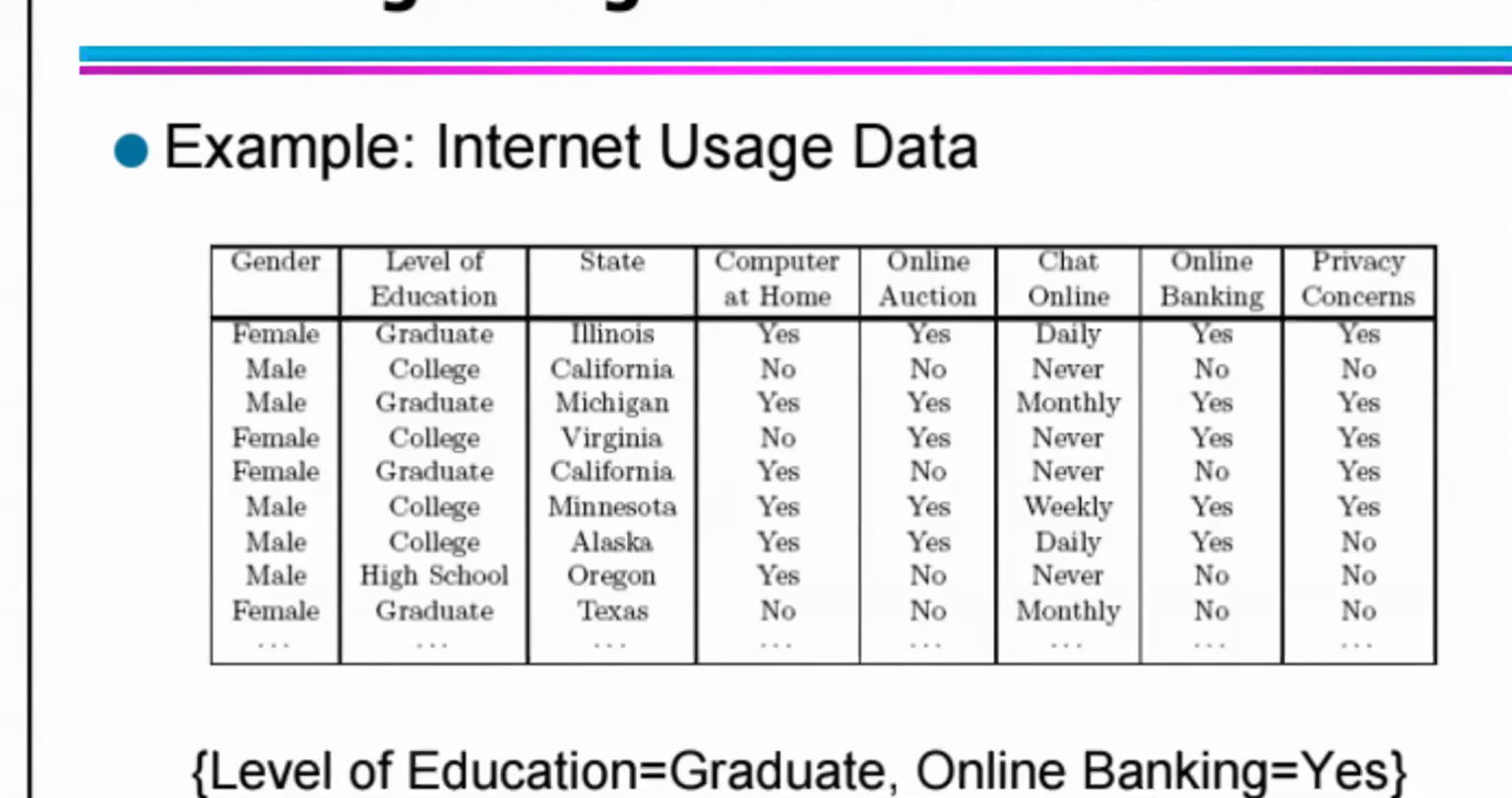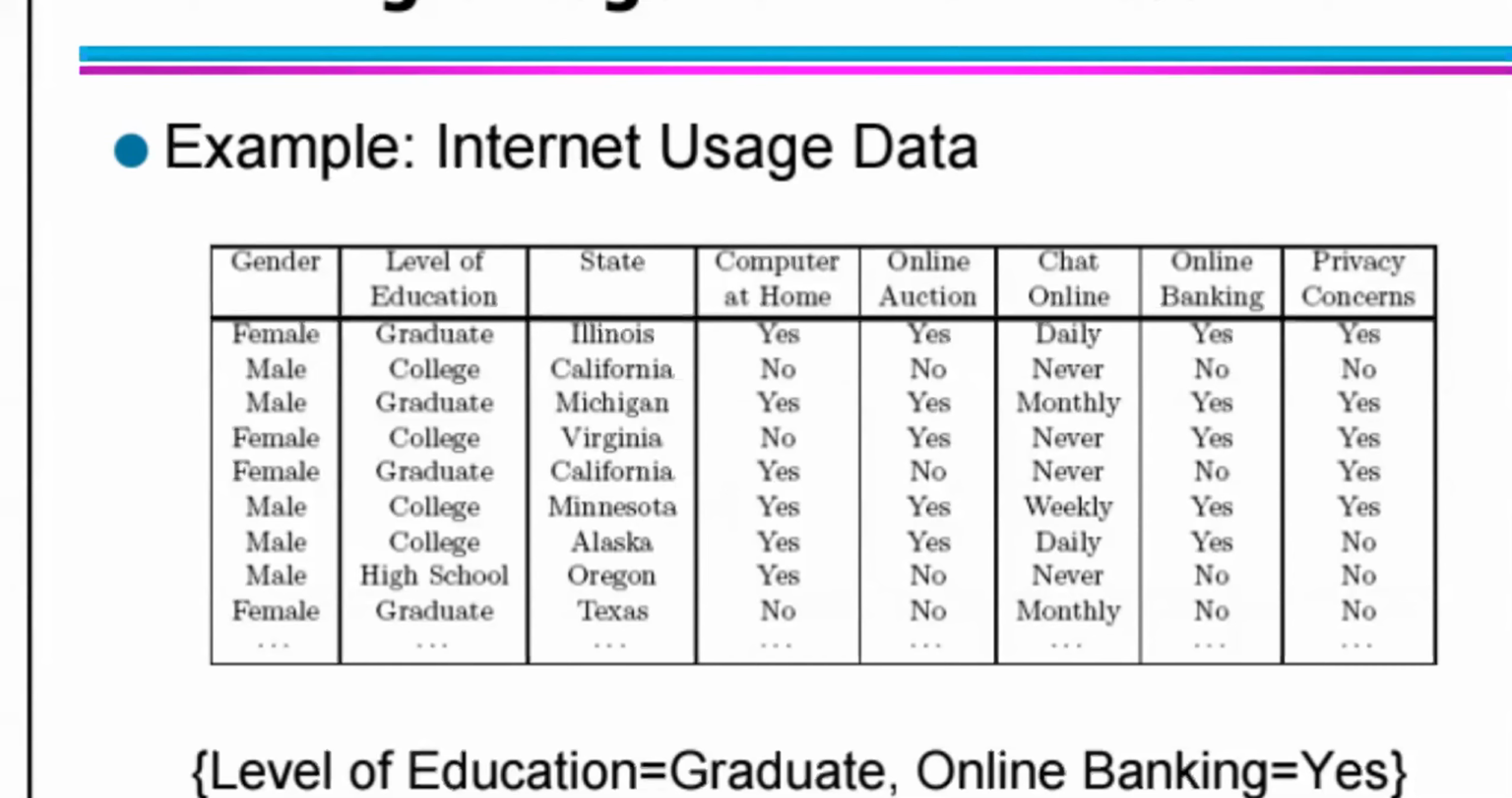And the second one, level of education, has three possible values. Education is graduate, college, or high school, so you have three types of data. We simply call it a categorical attribute. That is the level of education.